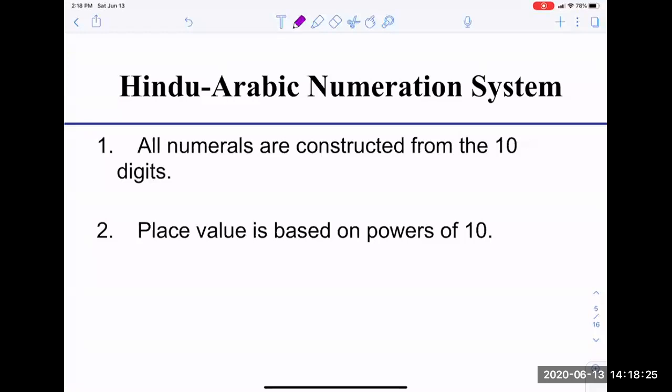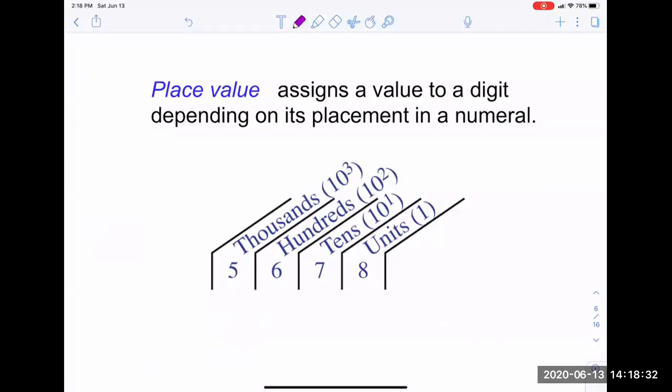There's us, base 10. You know this. The units are ones place, tens place, etc. So we read this as 5,678 because of the place value. And there's really a strong emphasis on this in the Common Core and elementary school now.